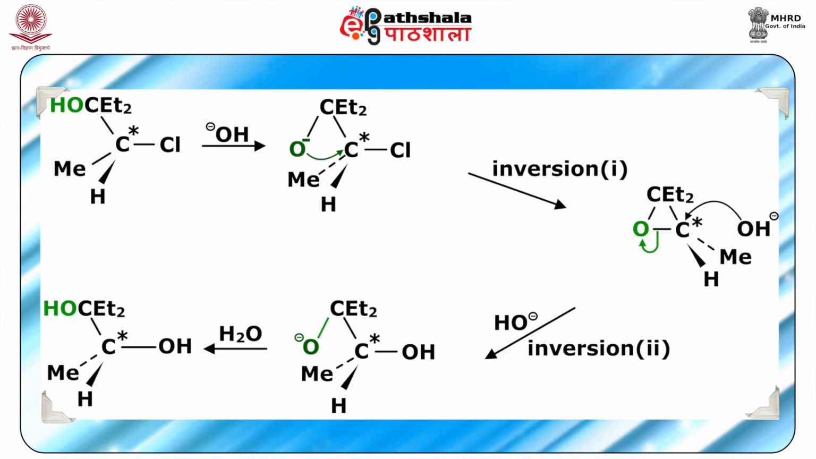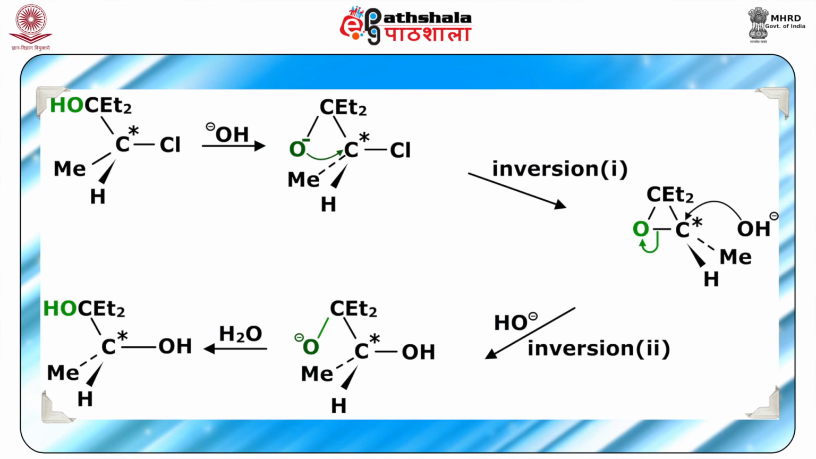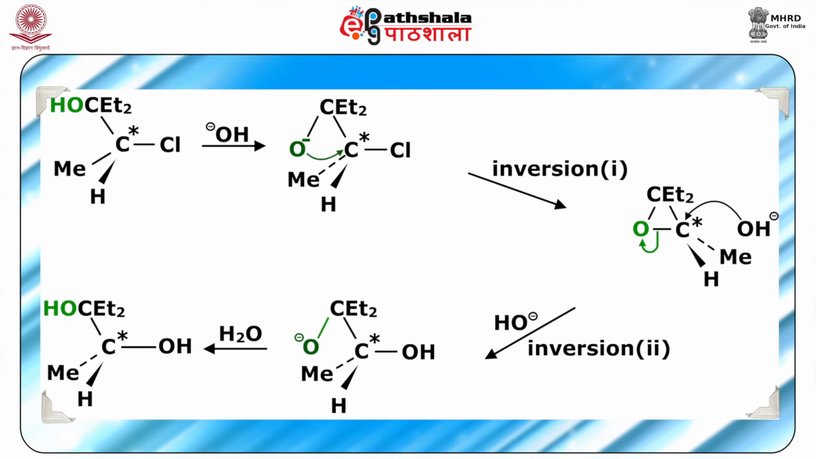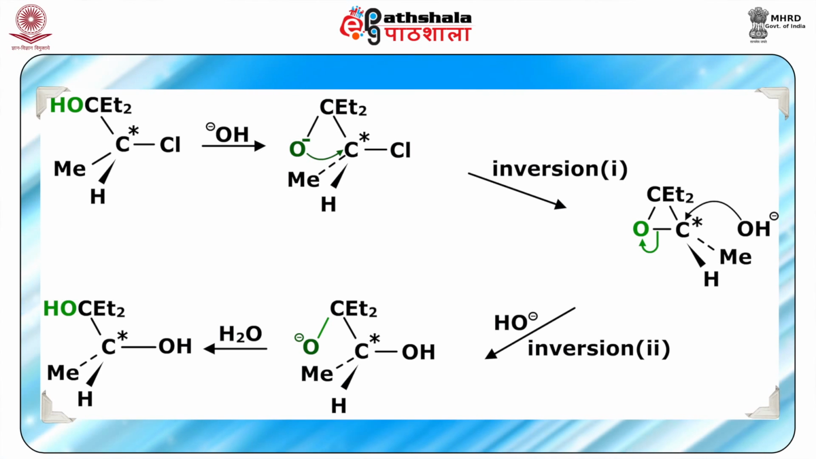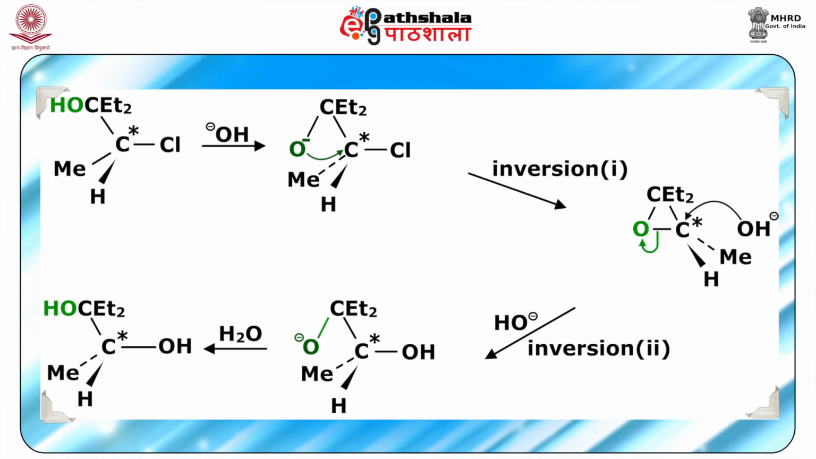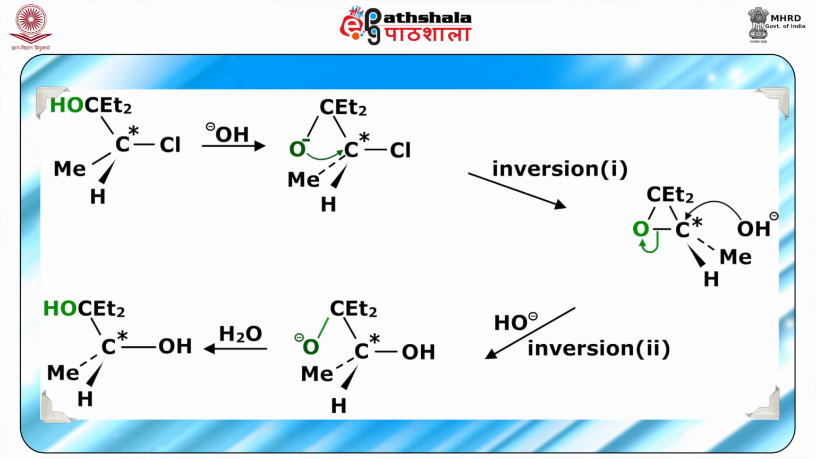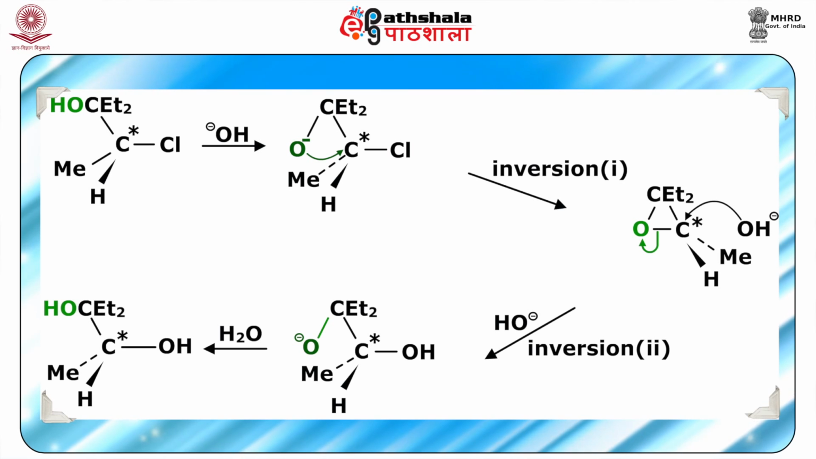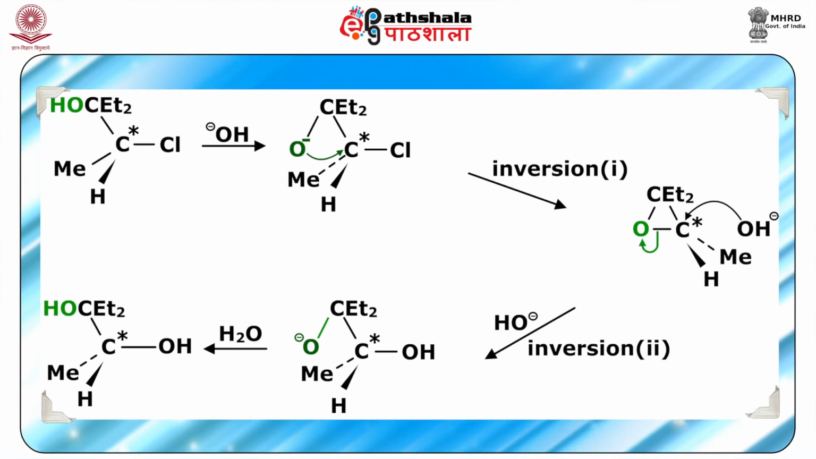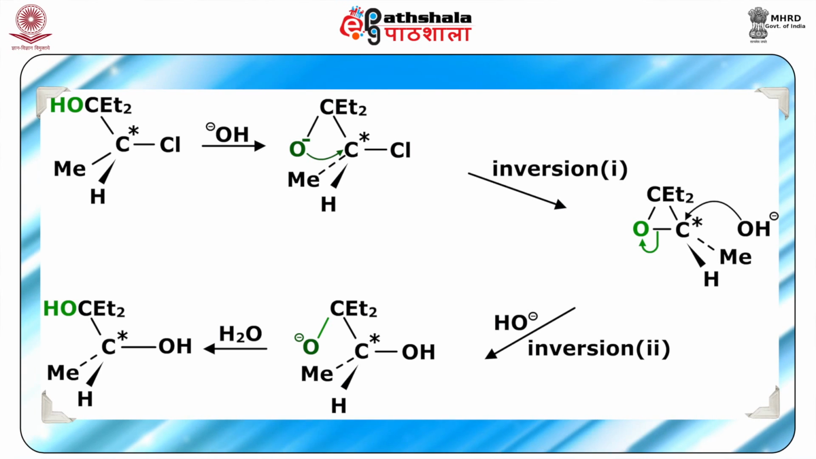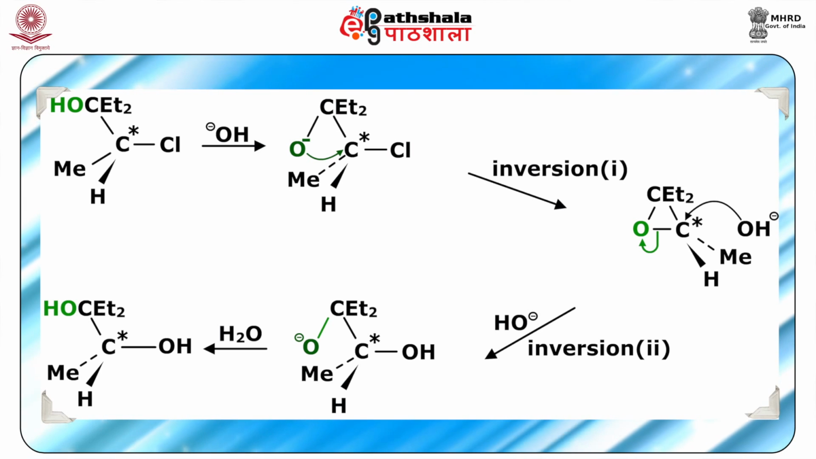So, this OH when it attacks is again from the back side, and there is another inversion, which we are referring to as inversion 2. This inversion 2 is again leading to this particular product where effectively we have replaced Cl with OH, and further this O minus will take the proton from water and give you the OH back.